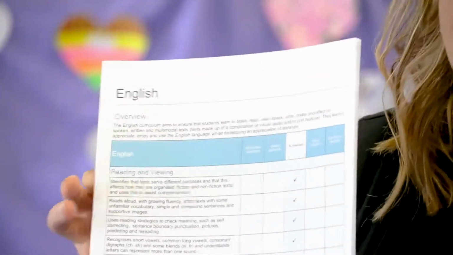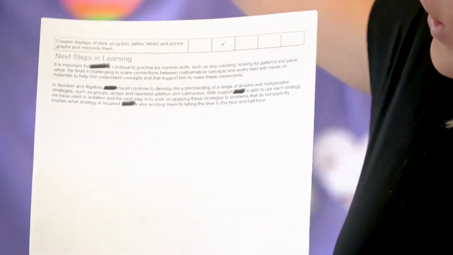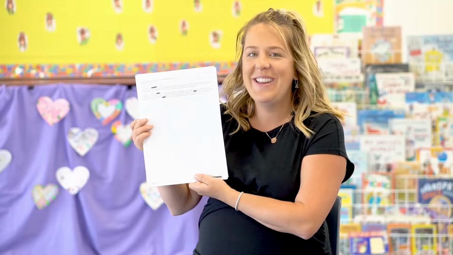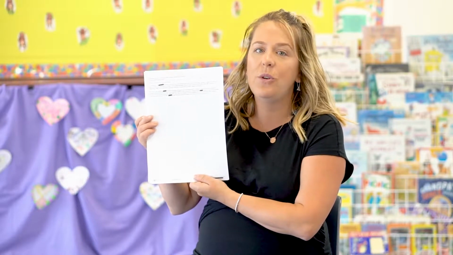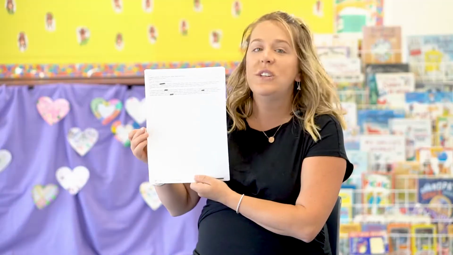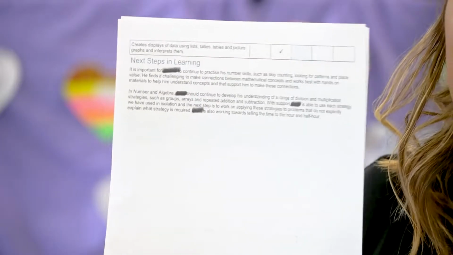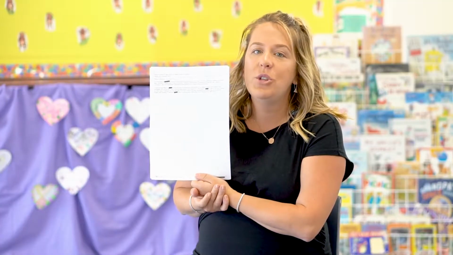As you are reading through your school report, especially in English and mathematics, you will notice the next steps in learning. The next steps in learning are a summary of the things that the teachers will be working on with your child in the next units, or to continue to help them grow. These are also a bit of an idea of what you could work on at home with your student if you wanted to further support them.